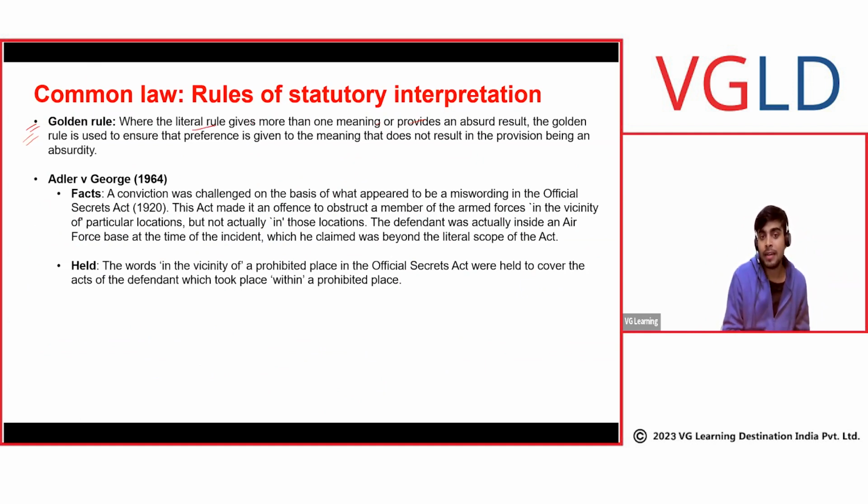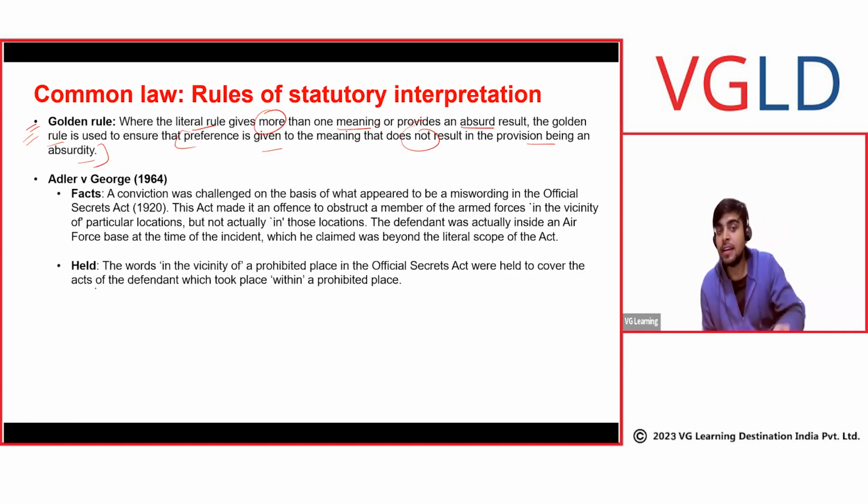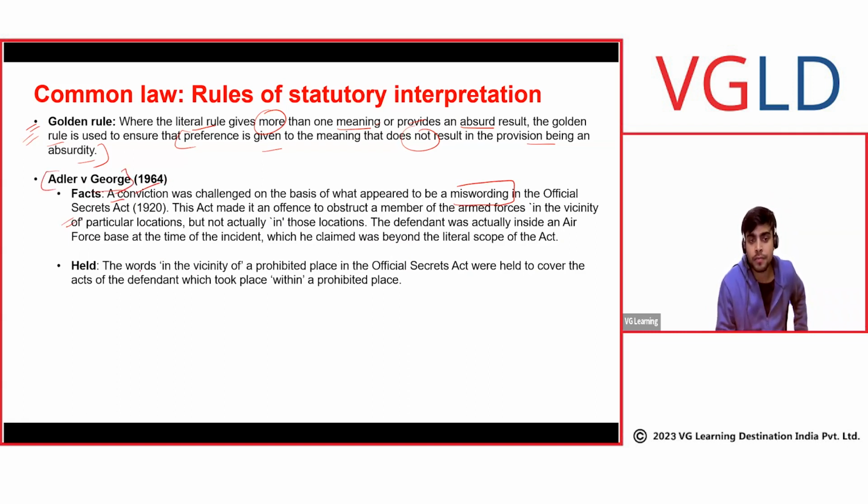Golden rule. Where the literal rule gives more than one meaning or provides an absurd result, the golden rule is used to ensure that preference is given to a meaning that does not result in the provision being an absurdity. What it says is that if we take the literal rule, it should not make the law absurd. So what does it mean? A conviction was challenged on the basis of what appeared to be miswording in the Official Secrets Act. Okay, this is conviction, Adler versus George.